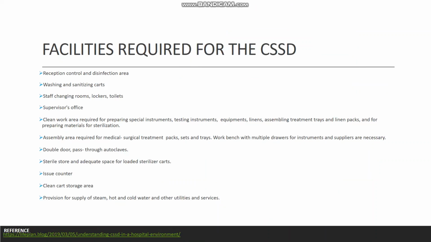So what should be in the sterilization unit? Reception, control and disinfection area, washing and sanitizing carts, staff changing rooms, lockers, toilets, supervisor's office, clean work area required for preparing special instruments, testing instruments, equipment, linens, assembling treatment trays and linen packs, and for preparing materials for sterilization. Assembly area required for medical surgical treatment packs, sets, and trays. Workbench with multiple drawers for instruments and supplies are necessary.